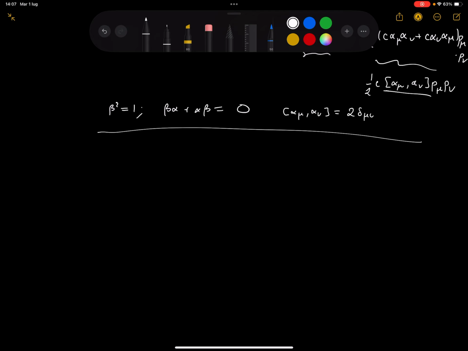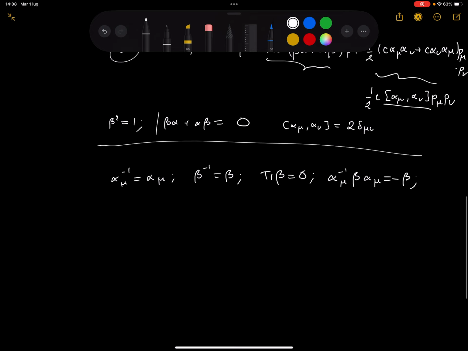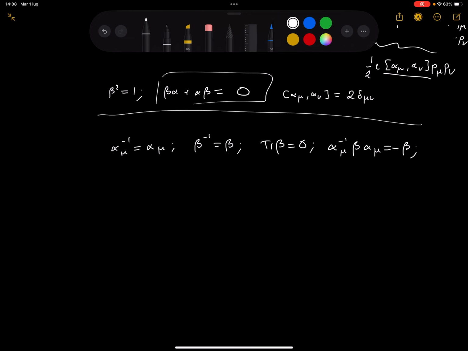So, this means that the inverse of alpha mu will equal alpha mu. Same for beta. And the trace of beta should be null, whilst the inverse of this relation should be minus beta, right? Because we impose this. Right. From here, we can say that beta is equal to the matrix of the identities, like so.